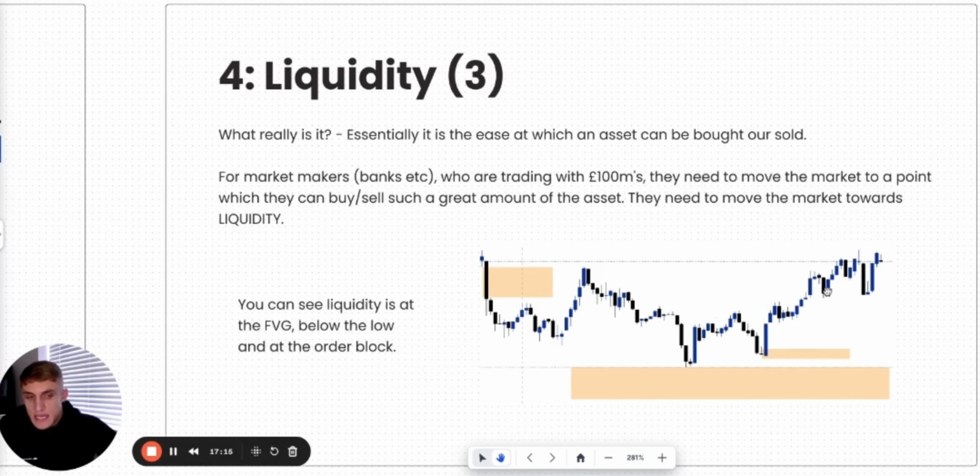So this is a few examples of liquidity. We've got a fair value gap here, that's bearish. We've got a low here, so we know that the stop losses are below here. We'll also have something called an order block, which is basically the last down close candle before a bullish push, or the last up close candle before a bearish push, but we'll come on to that a little bit later.